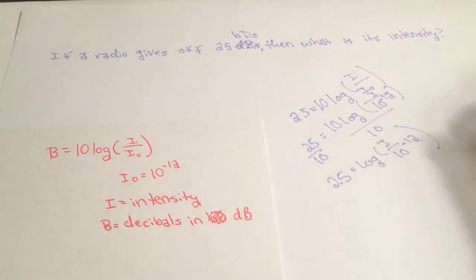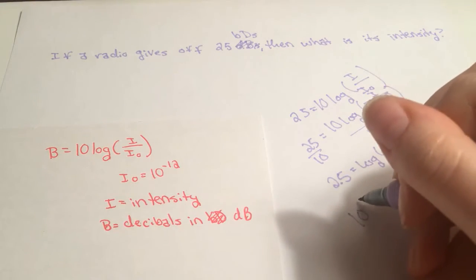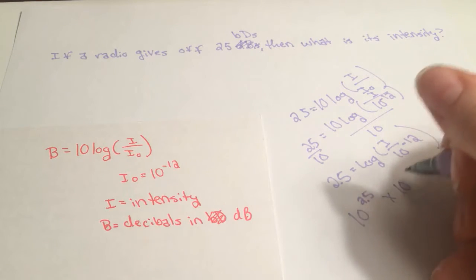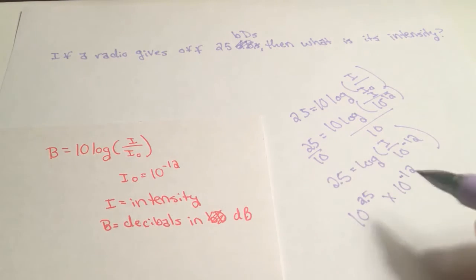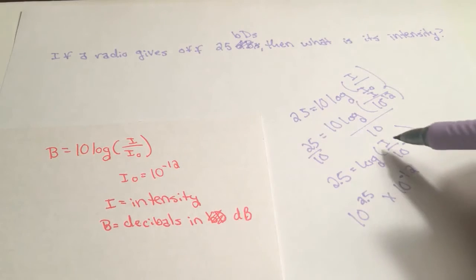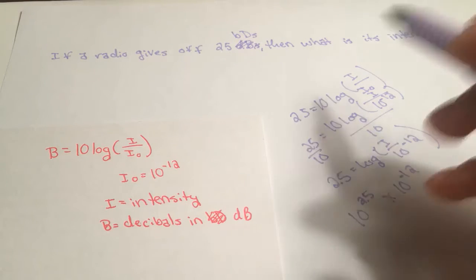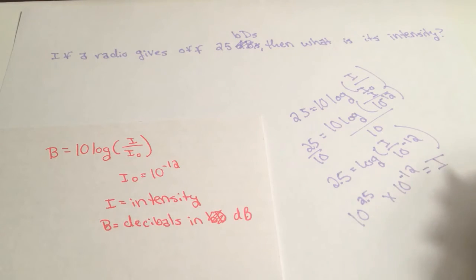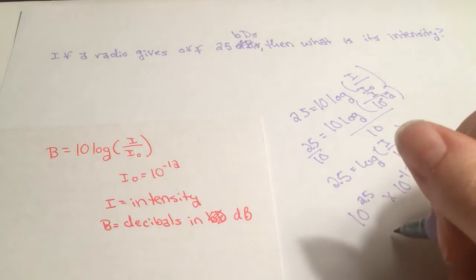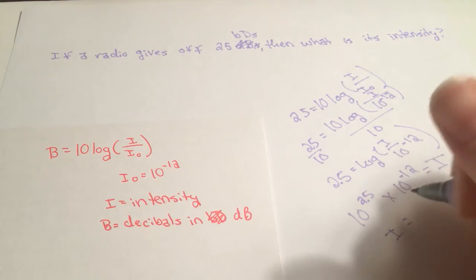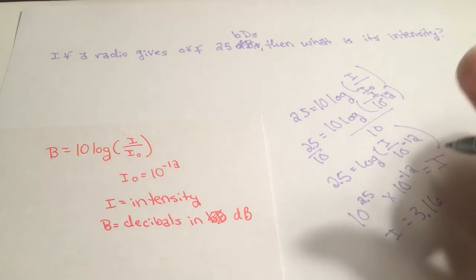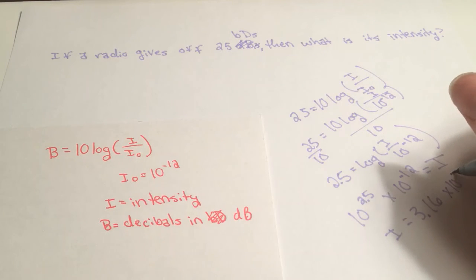And this is where it gets a little complicated. So you put 10 to the 2.5, and that's going to be times 10^-12. And so this is what you're going to do, because log always has to do with tens. And this is how you're going to get the intensity. So that's going to equal I. And you put that in your calculator, and you should get I. So I for me equaled 3.16 times 10^-10.